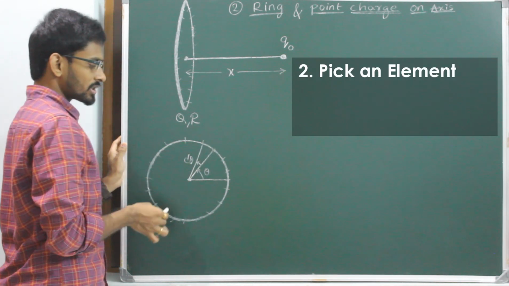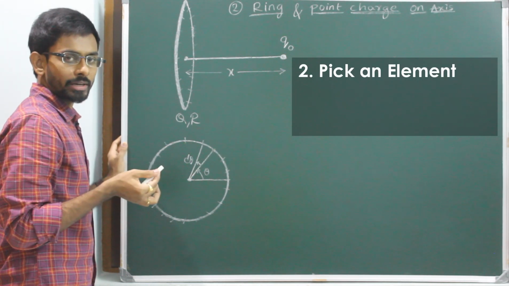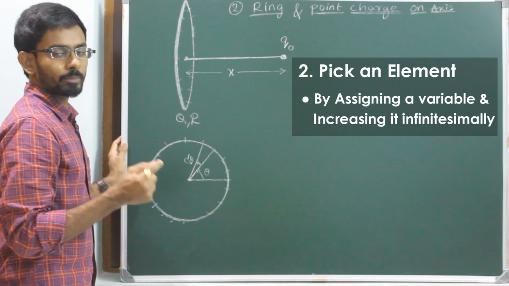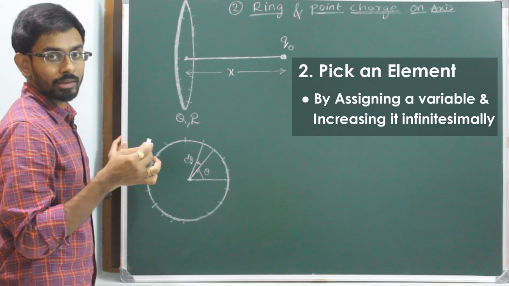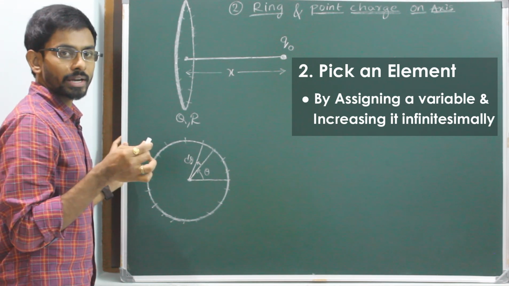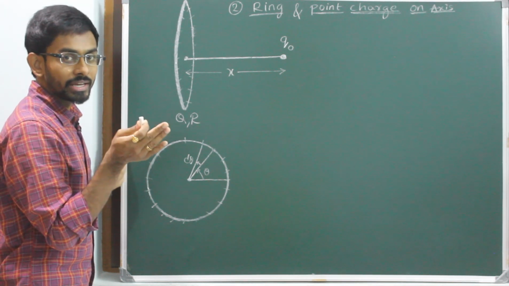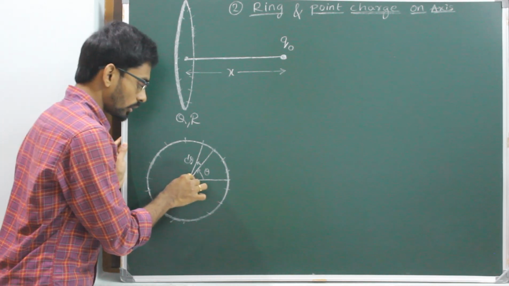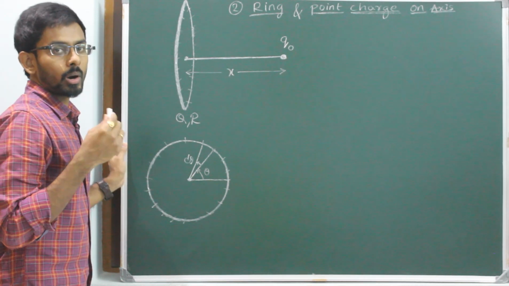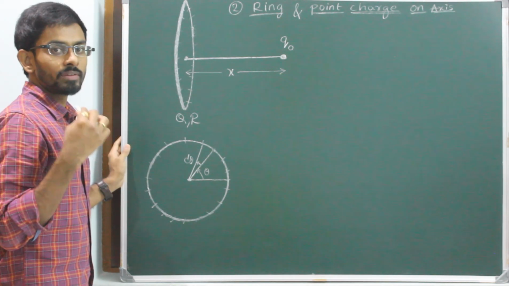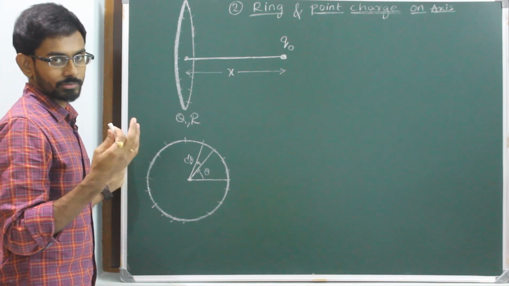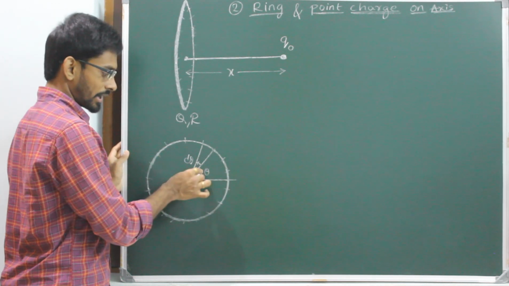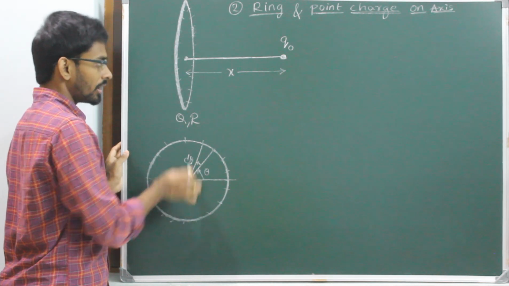So now the second step is to pick the element. How to pick the element? I told you we have to assign a variable, because we cannot pick the elements manually. If you pick the elements manually, you have to add them manually, which is not possible. So we have to pick the element by assigning a variable and increasing the variable by an infinitesimally small value. Whenever you have a circular or spherical distribution, it is always preferable to take an angular variable. So I am taking theta with this axis. Let us take the element at an angle theta with this axis.